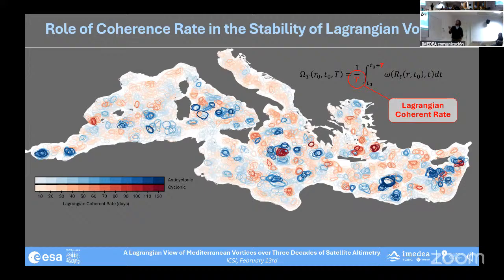For example, this is just an example for 2023 and 2022. And we see that, for example, there is a very stable cyclonic eddy in the Ibiza channel. That's very, very interesting. But we are interested in the variability between the different Lagrangian coherent rate times.